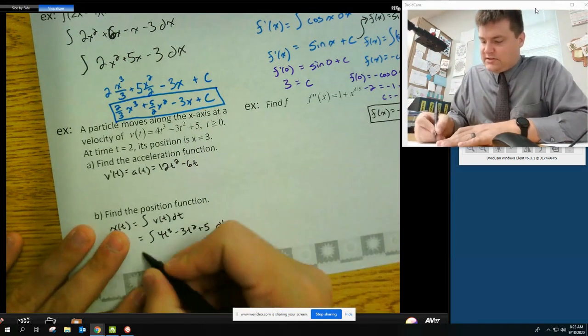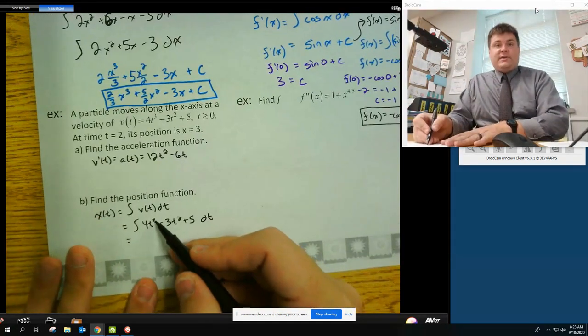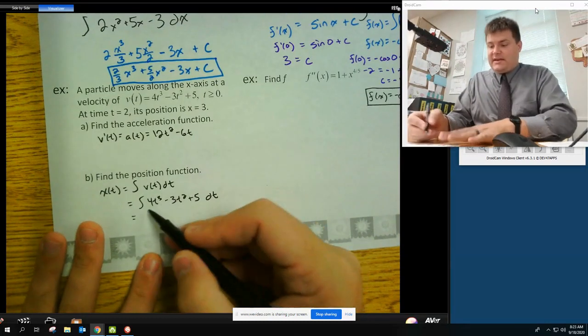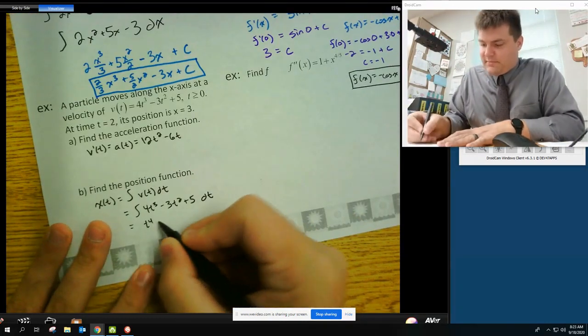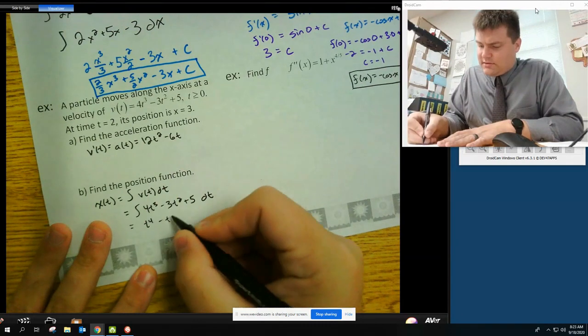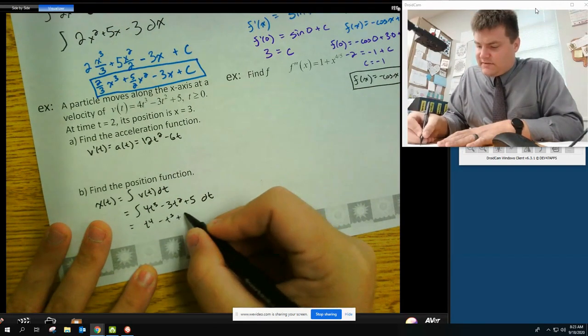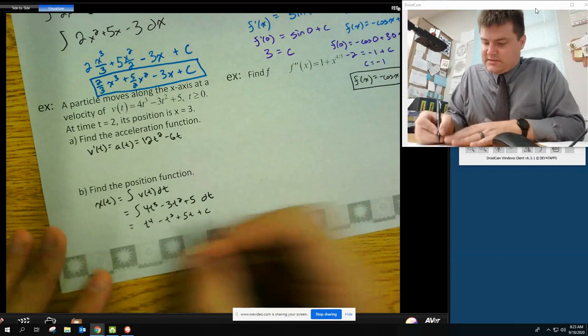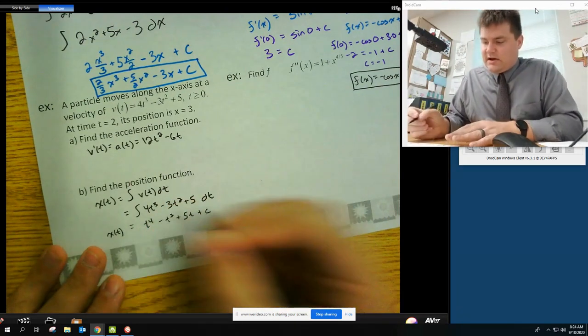Okay? So this is going to give me, well, add 1 to that 3. You're going to get t to the 4th. Divided by that, you're actually going to end up with t to the 4th. Minus, you're actually going to end up with t to the 3rd here. Plus 5t plus c. And this is my position function.